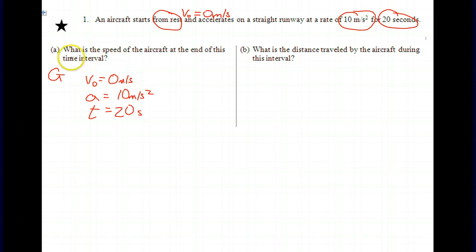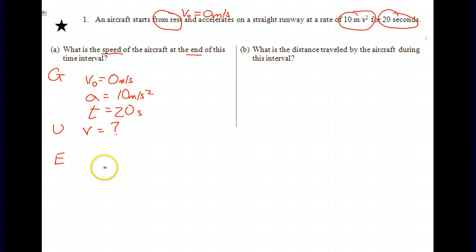So now, what is the unknown for this equation? Your unknown is going to be the speed of the aircraft at the end, or what we call the final velocity, final speed. So we've got to figure out what the final speed of the aircraft is. Looking at your equations, we need to find an equation that solves for final velocity but also has acceleration and time in it.